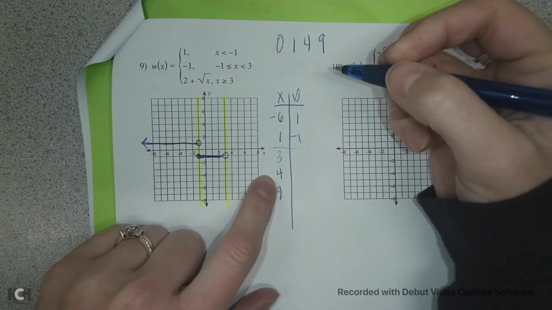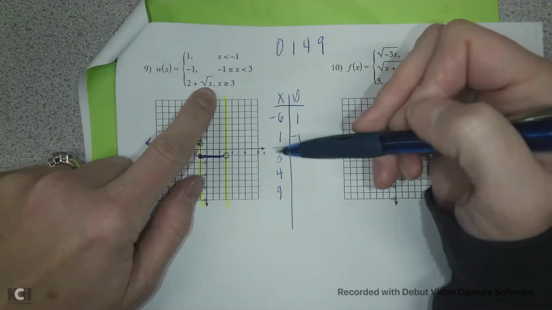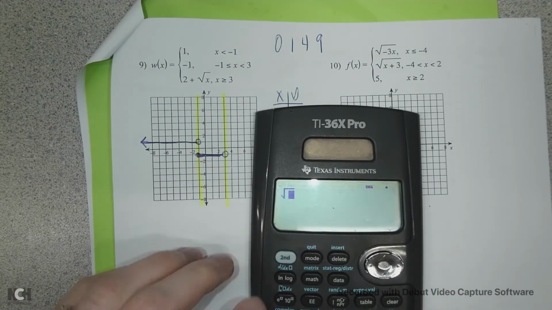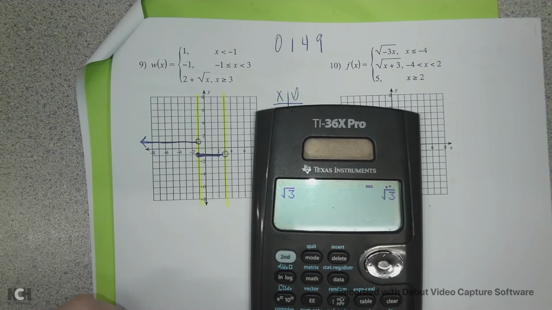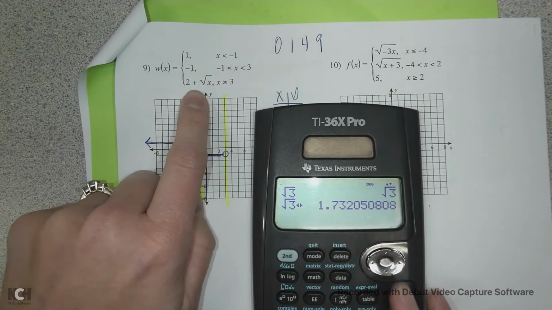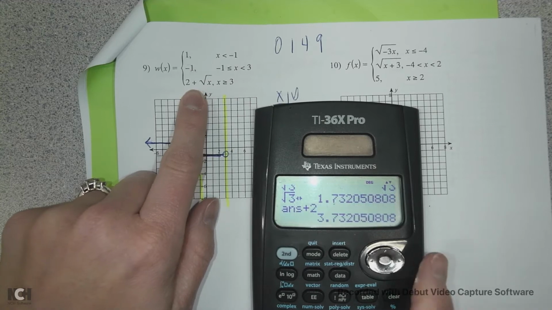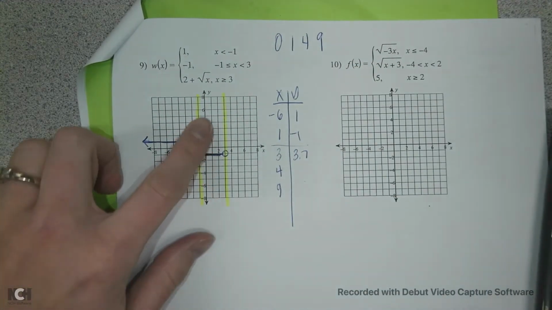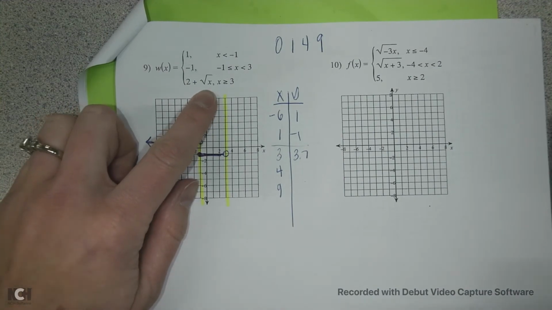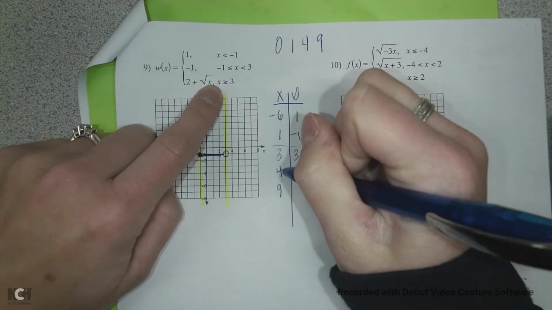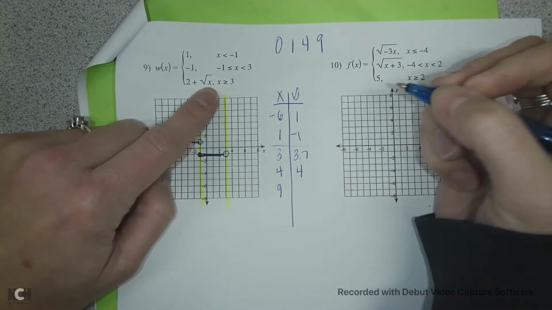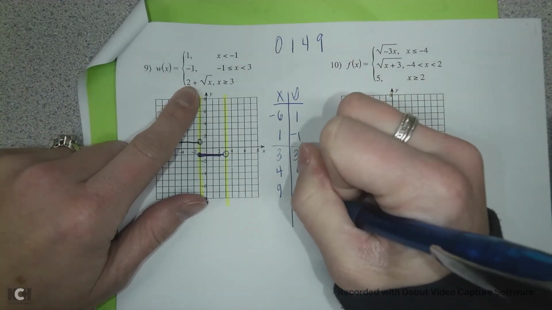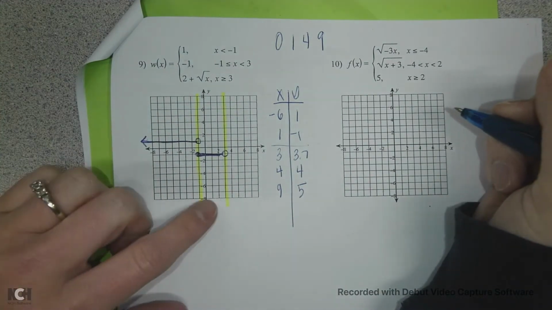And then we'll see what happens. So the square root of 3 is some sort of decimal. There you are. And then I'm going to add 2 to that, and I have 3.7. Okay, great. Then the square root of 4 is 2, and 2 plus 2 is 4. The square root of 9 is 3, and 3 plus 2 is 5. So this worked out great.